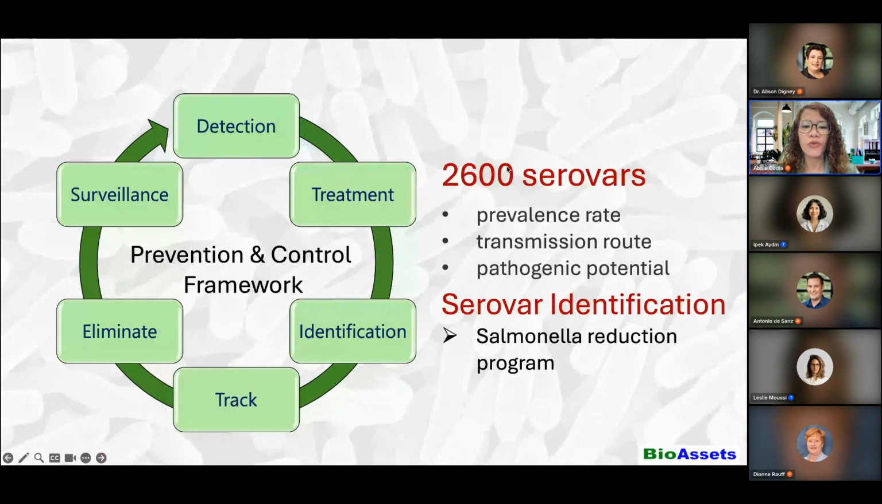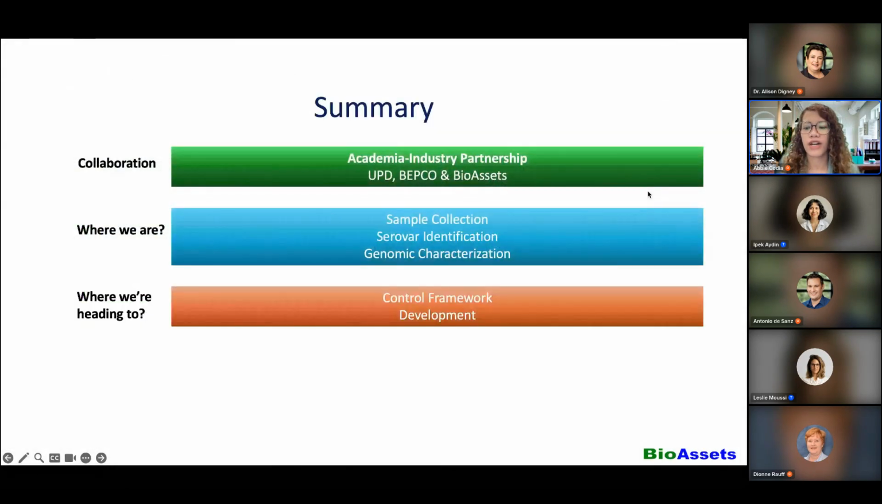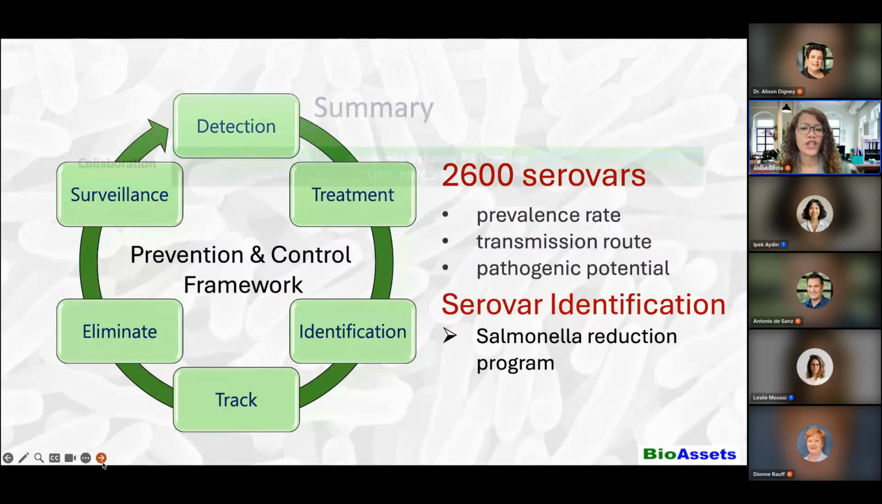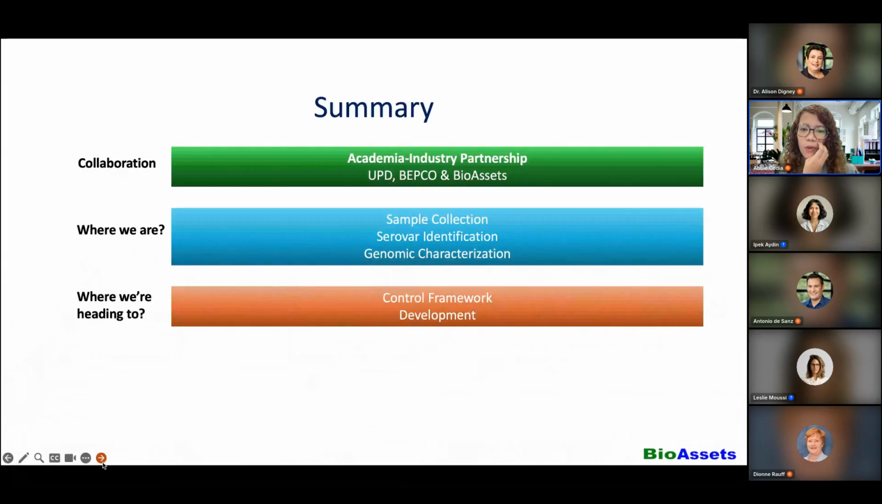So we wanted to have this prevention and control framework wherein we identify or detect where the salmonella is, and by doing so, we can establish the prevalence rate, transmission route, and pathogenic potential of the identified serovars. So, yeah, we believe that it is important that we detect, treat, identify, track, eliminate, and continuously survey where the salmonella is. So, with that, thank you so much.